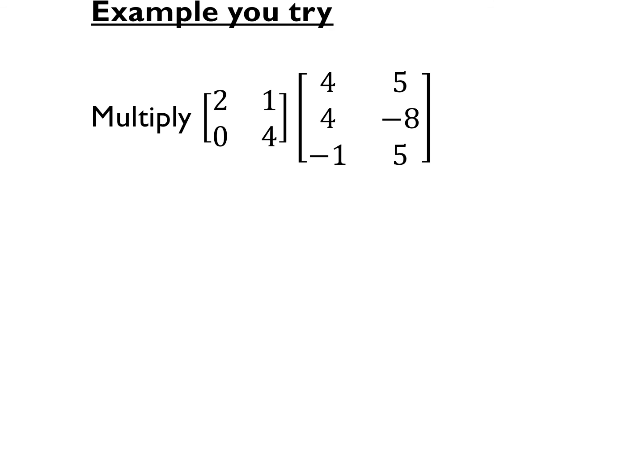Now I would like you to take a moment or two and try the example you try. Hopefully for this example, you recognize that you cannot multiply the two matrices because when you write out their orders, the columns of the first matrix does not equal the rows of the second.